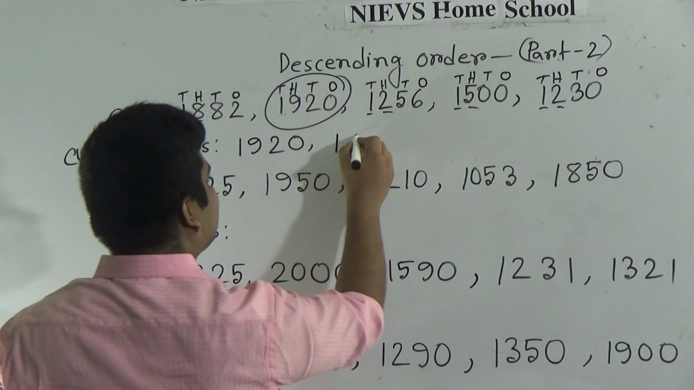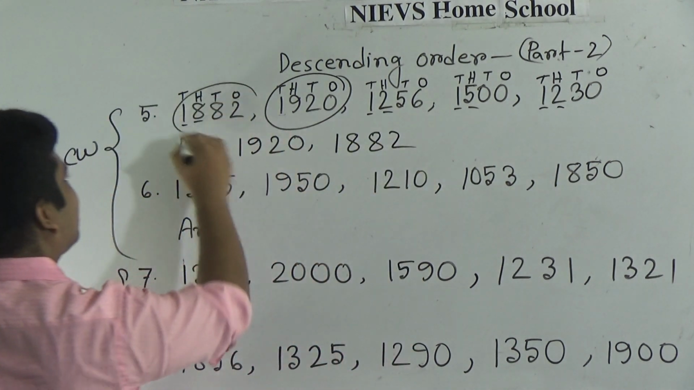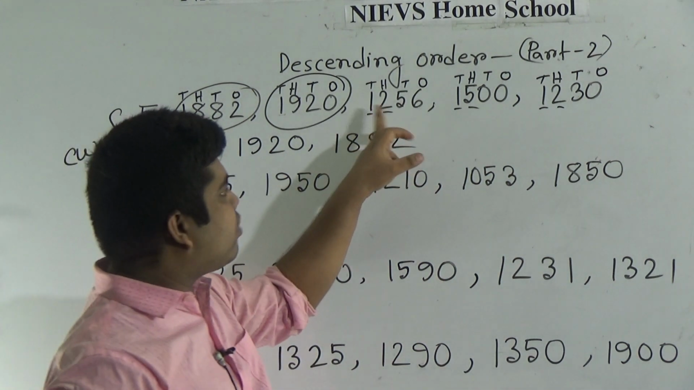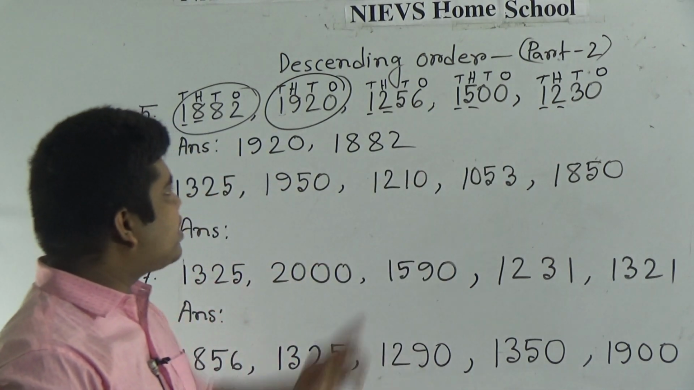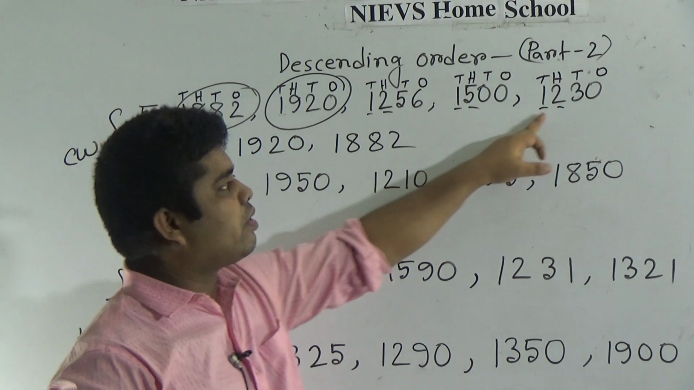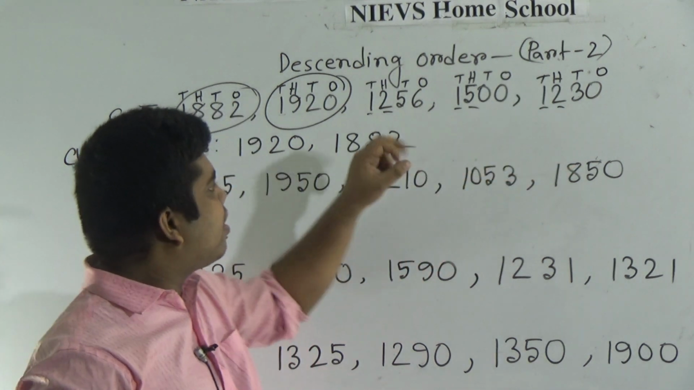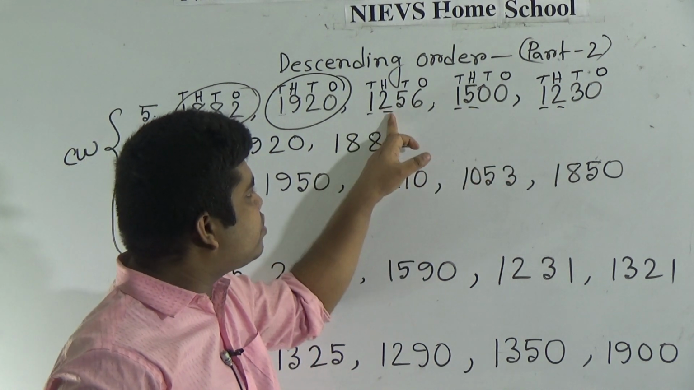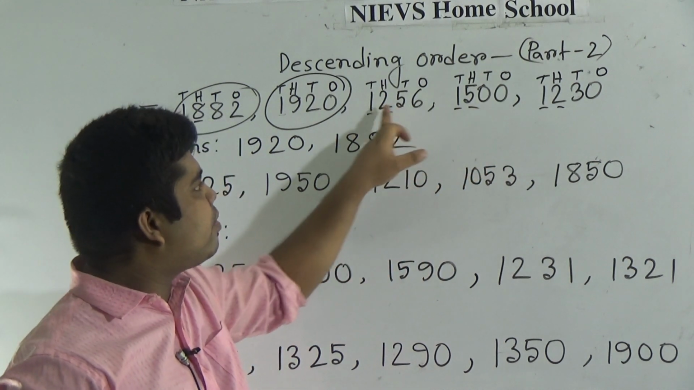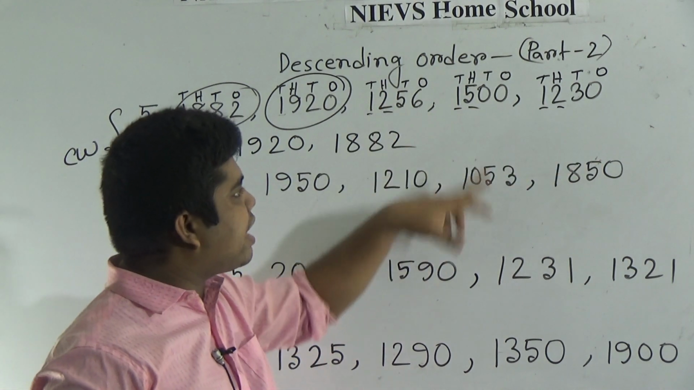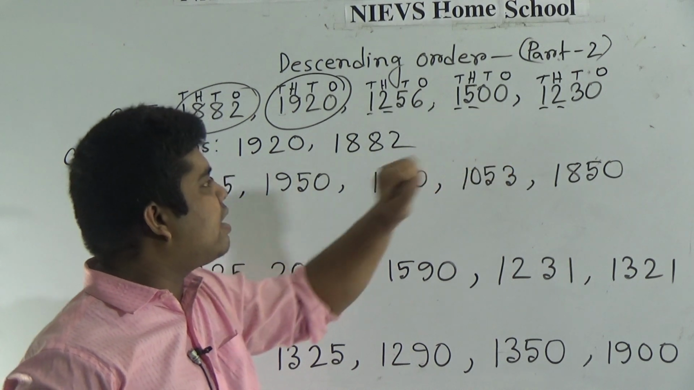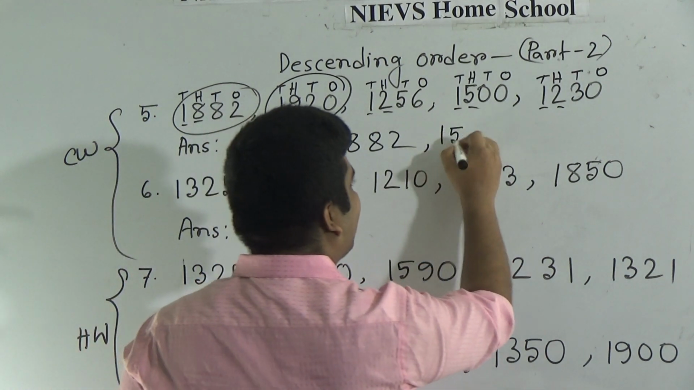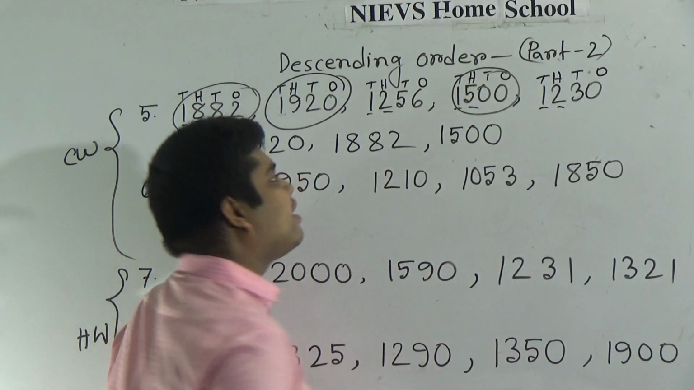That means we write 1882 and this is done. Okay, we make a circle. Then 3 numbers are left. First of all we notice the thousands place 1, 1, 1. They are the same, but the hundreds places are different. Here 2, here 5, here 2. So from 2, 5 and 2, 5 is greater. So we can say that 1500 is the greatest number among these 3 numbers. So next we write 1500. Okay, I hope you have understood.